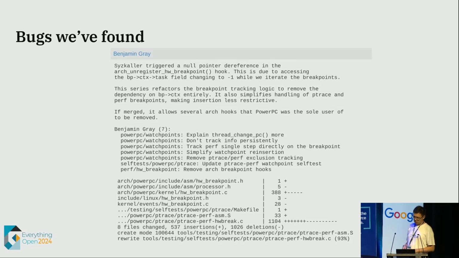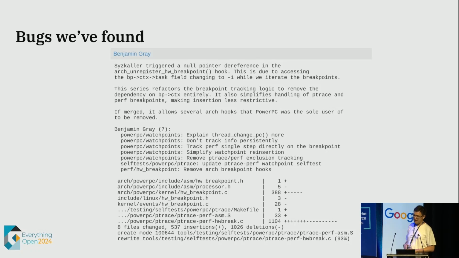Here's one example, though. We hit a null pointer dereference in arch_unregister_hw_breakpoint, which is an architecture-specific hook that gets called when you unregister a hardware breakpoint. There was a race condition. It wasn't taking a reference on something. The task destructor was happening in parallel and destroying the task it was trying to access. Ends up in a null dereference.